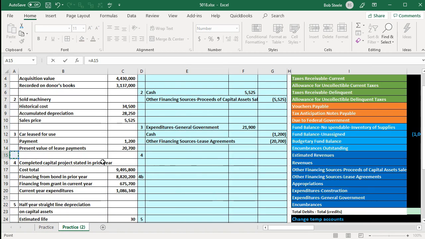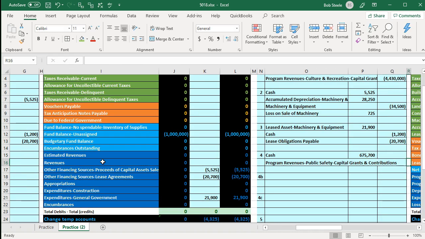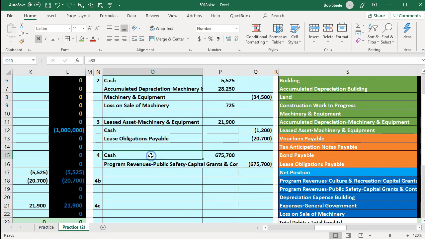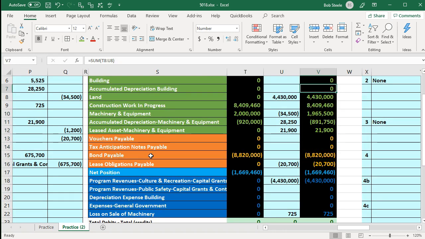and we're going to pick up the amount of the grant, the $675,700. That will be the debit, that will be the credit. So there we have that. Let's post that out. So we have cash up top. So we're going to go up to the cash items. So cash is up here.